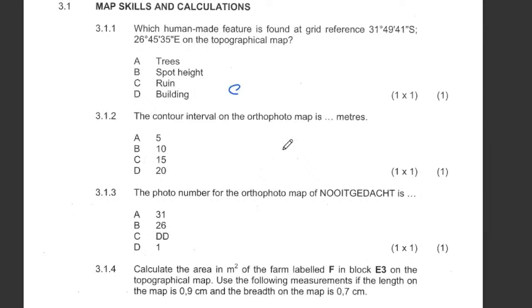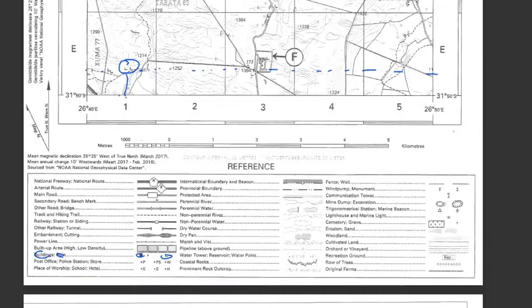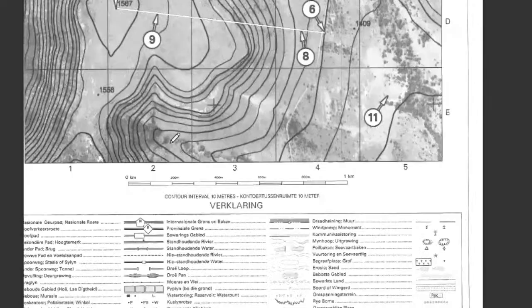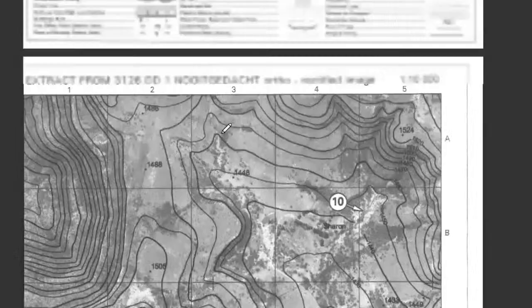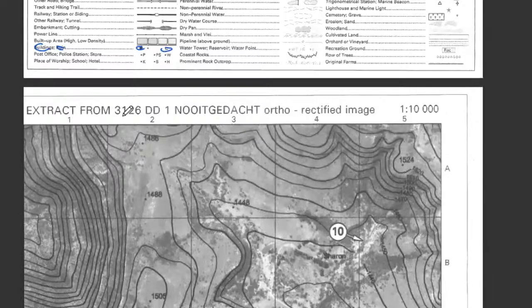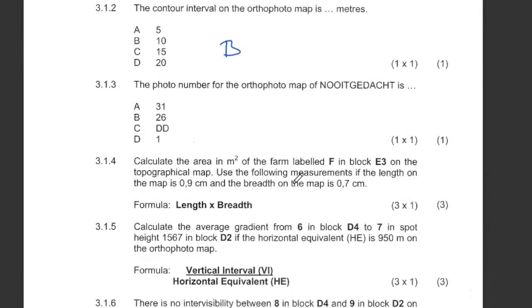The contour interval on the orthophoto map is dash in meters. You come to the orthophoto map, you check, it's even indicated here. Contour interval, this is the orthophoto map, is 10 meters. You check the options, the 10 is B. The photo number of the orthophoto map: we come to the orthophoto map, we check the code, this is latitude, this is longitude, big block, small block, number 1. So that means it's number 1. When you check here, number 1 is D.